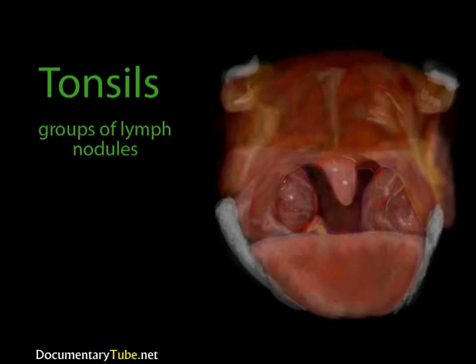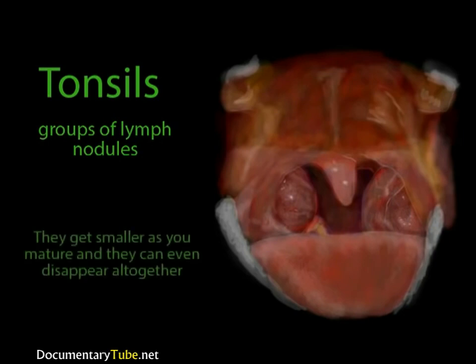This condition is called tonsillitis. If the condition is chronic, the tonsils can be removed in a tonsillectomy. Tonsils tend to get smaller as a person matures, and they can actually disappear altogether in an adult.